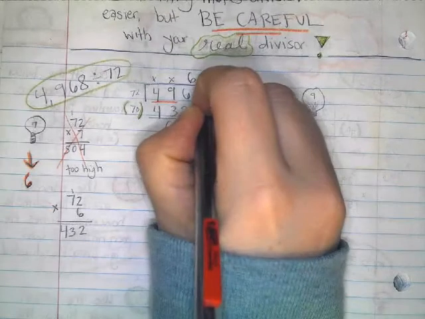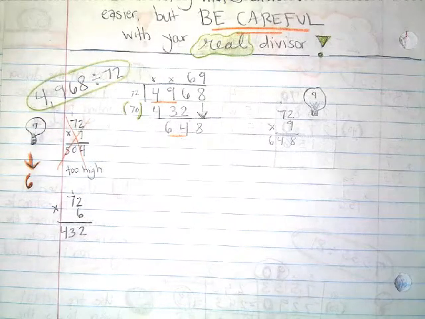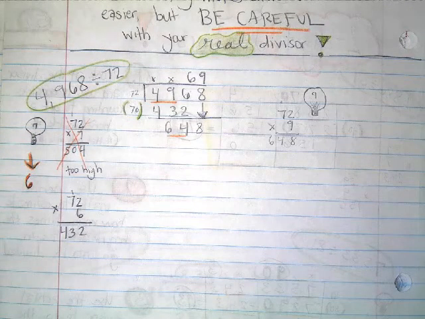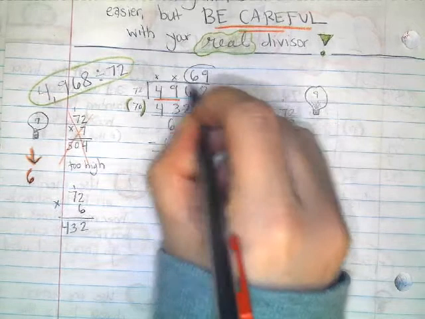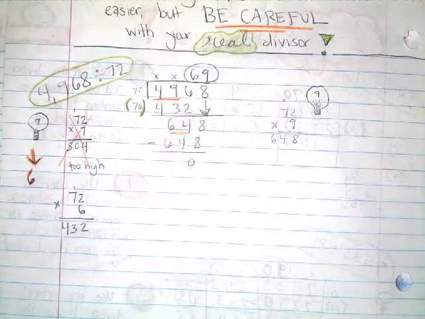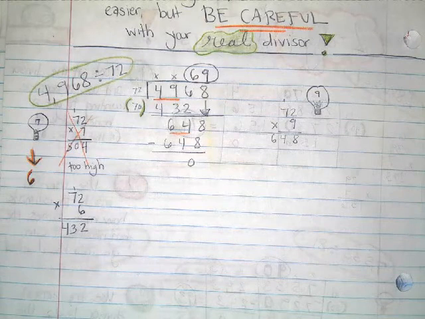Do you see that? That's exactly 648. So 9 was correct, so write it on your quotient line. And subtract 648 to show that you got 0. So you can see that my answer is 69. And that is my final answer. There was not a remainder.